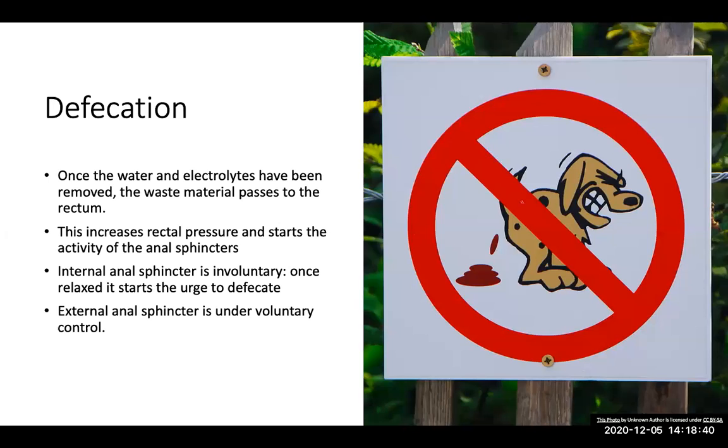Defecation is just the process of eliminating excess waste. Once all the water and electrolytes have been removed, the waste material passes to the rectum, and this increases rectal pressure and starts the activity of the anal sphincters. The internal anal sphincter is involuntary, and once it relaxes, it starts the urge to defecate. The external anal sphincter is what we control, and that's under voluntary control.